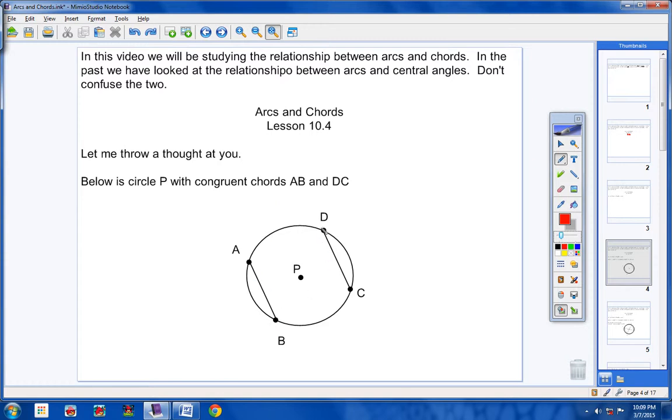Chord AB, chord DC. Now, I don't expect you to measure them and make sure they're perfectly congruent. I'm just saying make sure they look congruent, okay? In fact, I probably should have put a mark here and a mark here. So go ahead and do that. I'll pause a second while you do that. Circle P with chords AB and DC, and make sure those two chords are congruent.